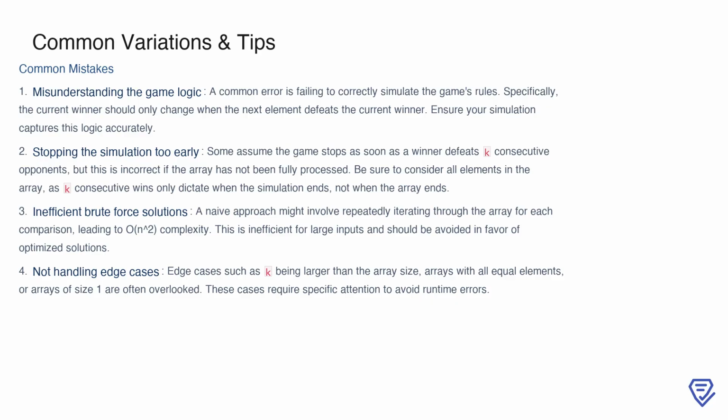Another common pitfall is stopping the simulation too early. Some might assume the game ends as soon as one element defeats k consecutive opponents. However, the game only concludes after processing the entire array, so make sure your solution accounts for all elements. Additionally, brute force approaches, where you repeatedly iterate through the array for comparisons, can quickly become inefficient with a time complexity of O(n squared). Instead, aim for a more optimized approach.